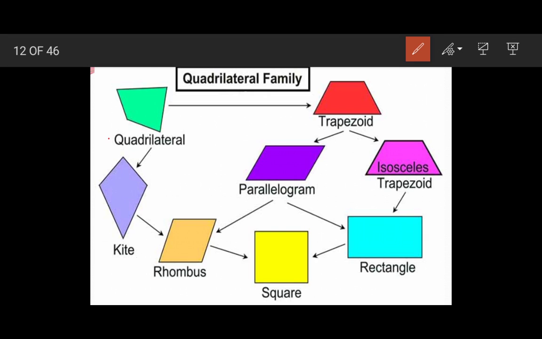In quadrilateral family, we are having kite, parallelogram, trapezoid, right? In trapezoid we have isosceles trapezoid, right? In parallelogram we are having rectangle. In parallelogram there is a type which is known as a square. Then in parallelogram there is a type which is known as a rhombus, and kite is also related with rhombus. Okay, so these are the figures that come under the quadrilaterals.